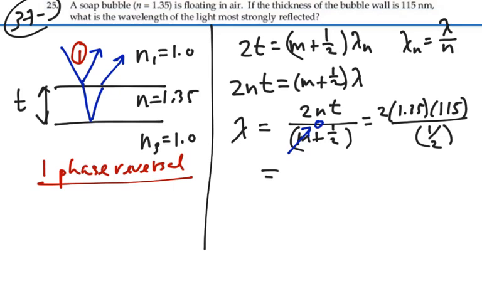That gives me 621 nanometers. So the light that is most strongly reflected from this bubble, giving us constructive interference because we have half a phase reversal and then another half cycle due to path length within the bubble, is 621 nanometers. Answer.